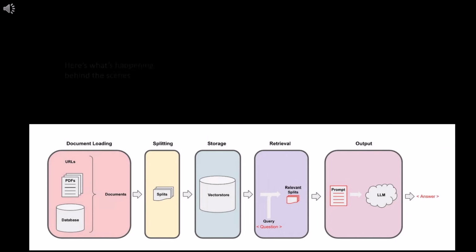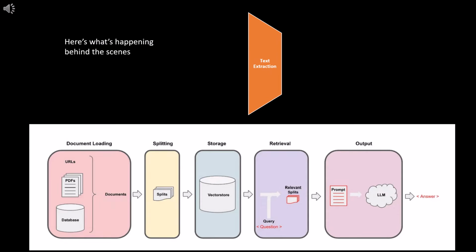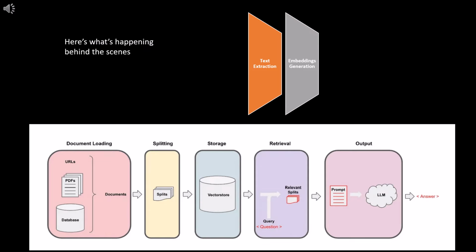So, how does this magic happen? Let's take a look behind the scenes to understand how an app like this is built. Here's what's happening behind the scenes. Text extraction: the app reads the PDF and extracts the text, breaking it into smaller sections. Embeddings generation: each section is converted into vector embeddings, a mathematical representation of text meaning.